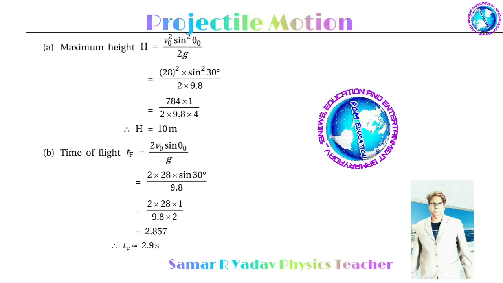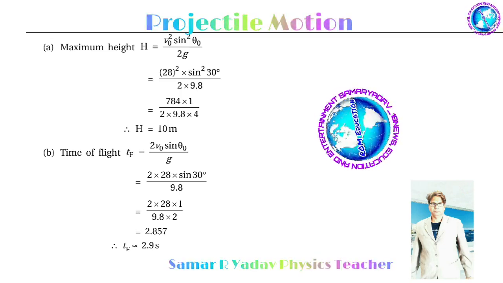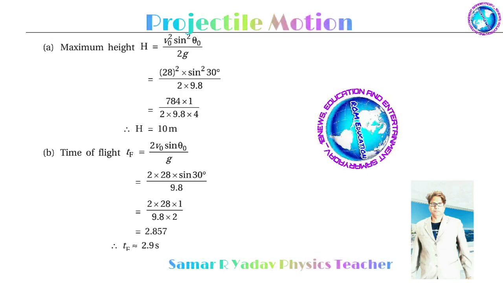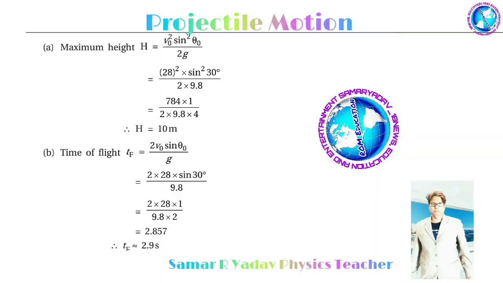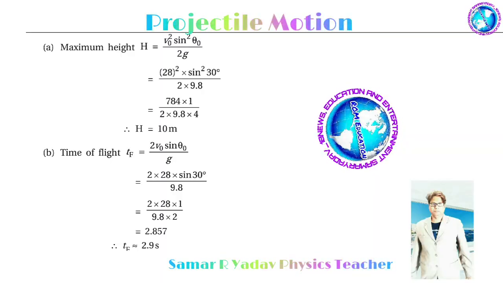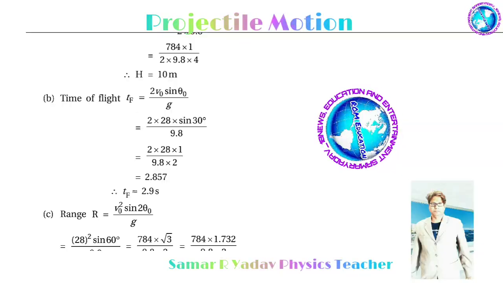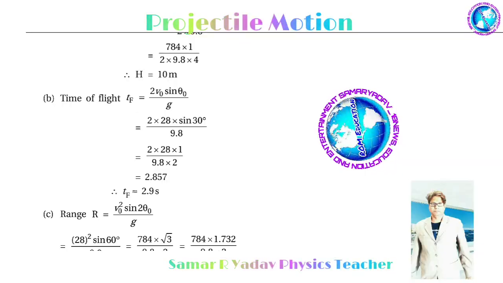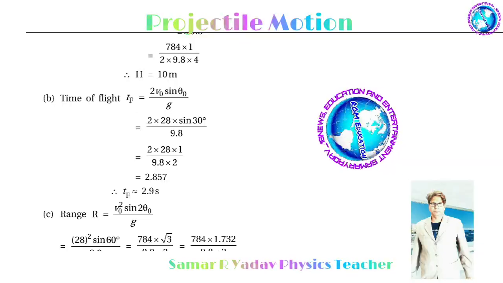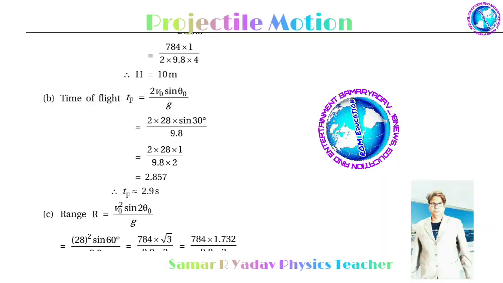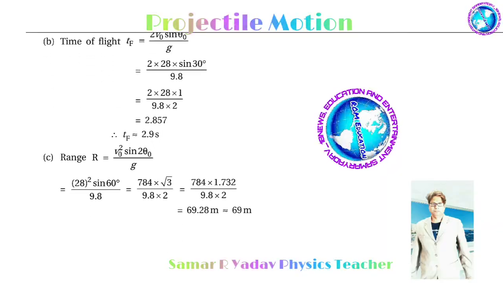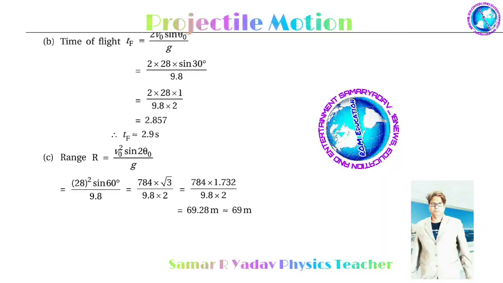B. Time of flight Tf is equal to 2V0 sin theta 0 upon g is equal to 2 into 28 into sin 30 degree upon 9.8 is equal to 2 into 28 into 1 upon 9.8 into 2 is equal to 2.857. Therefore Tf is equal to 2.9 second.